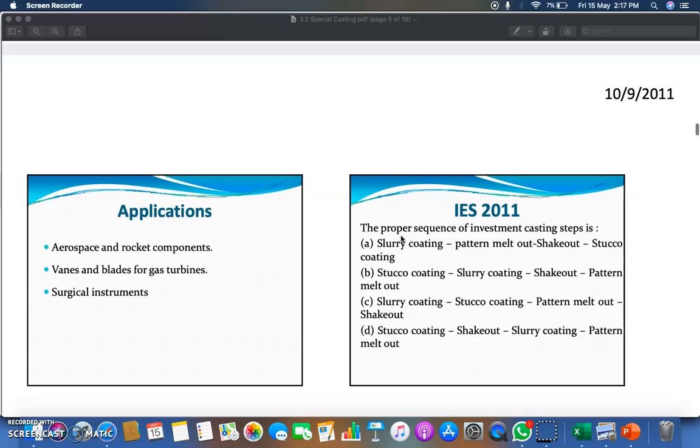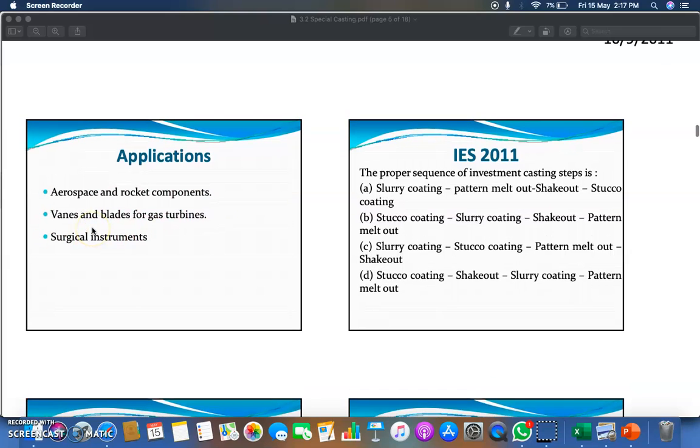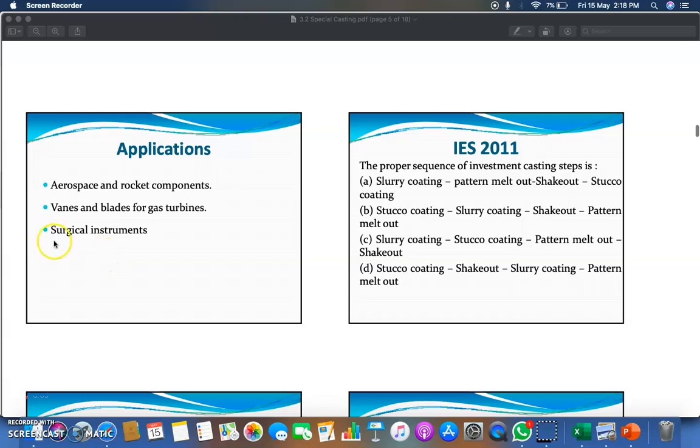Now what are the applications? Investment casting is applied in aerospace and rocket components, vanes and blades for gas turbines, and also surgical instruments.